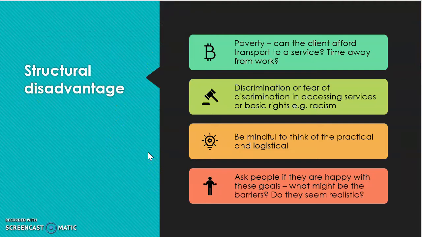Just think about the structural disadvantage. So even things like poverty, I've seen this happen often. A client gets referred to a service and they can't actually afford to get there. They don't have public transport to get there. They don't have a car, that kind of thing. They might be fearful of going to particular services. So Indigenous clients might want an Indigenous service, for example.